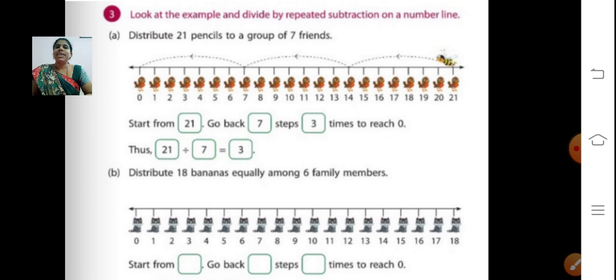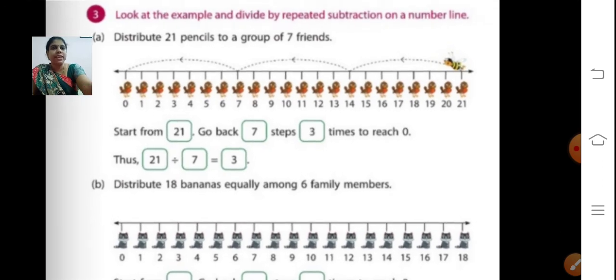So first one, distribute 21 pencils. One is already done for you. We'll see that sum. Distribute 21 pencils to a group of 7 friends. So how many pencils are we having now? 21 pencils. We are going to distribute equally to how many friends? 7 friends are there. So we have to distribute equally to all the 7. How many pencils will you distribute to each one of them? That we'll see now.